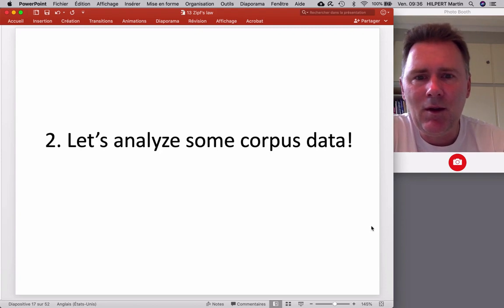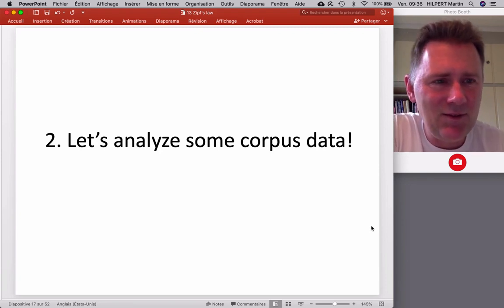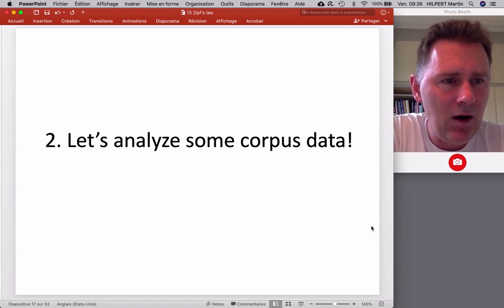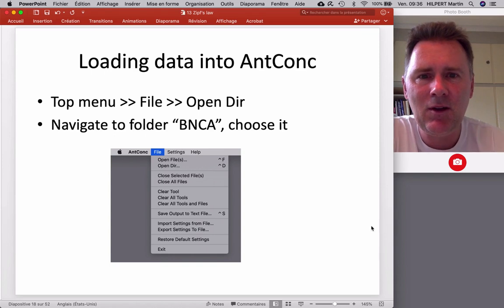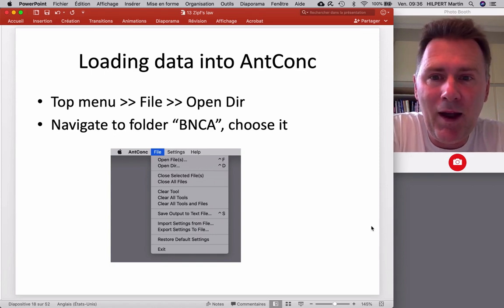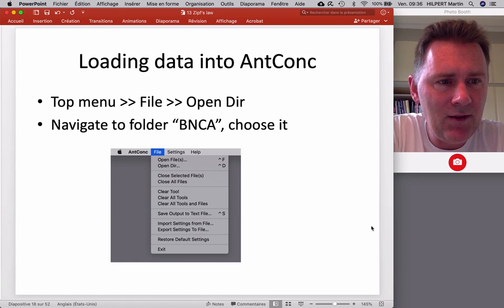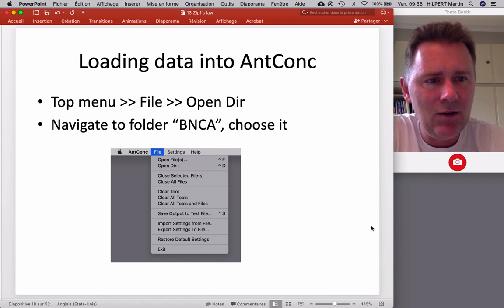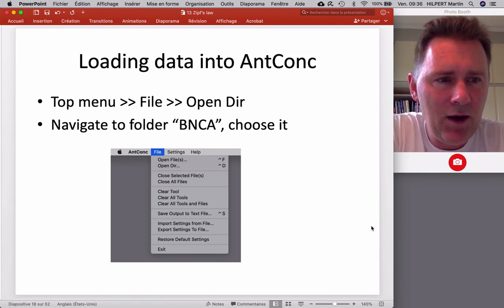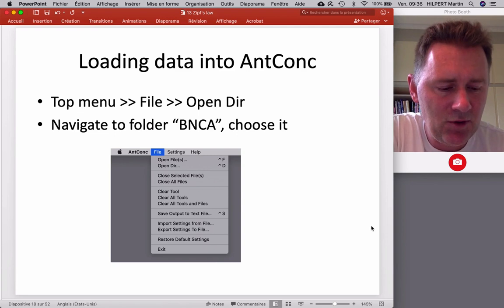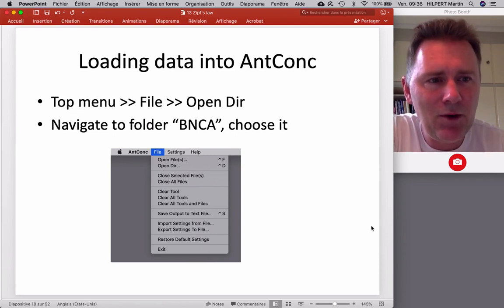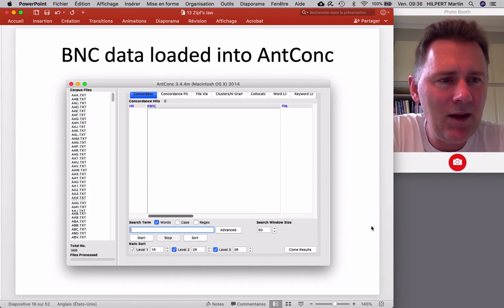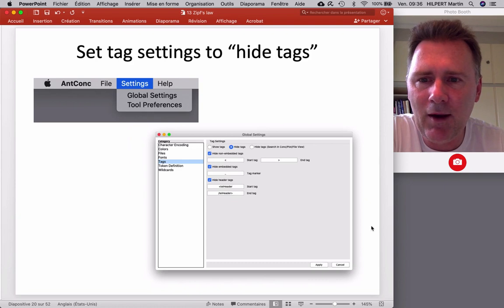Right. So let's get to analyzing some corpus data and let's check for ourselves whether word frequencies are really Zipfian in their distributions. So do me a favor, open AntConc and load some corpus data in it. And if you're my student, please choose the BNCA corpus files. If you're not my student, just pick any corpus that you have lying around. Doesn't matter if it's general or special or anything. Just pick something of a sufficient size and you'll be fine. Right, so this is what the BNCA files look like when they're loaded into AntConc.